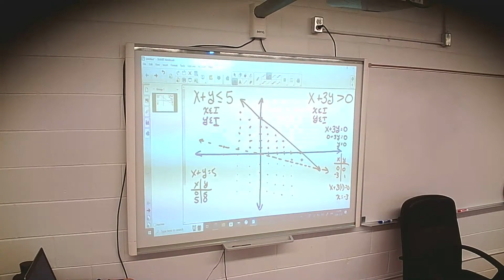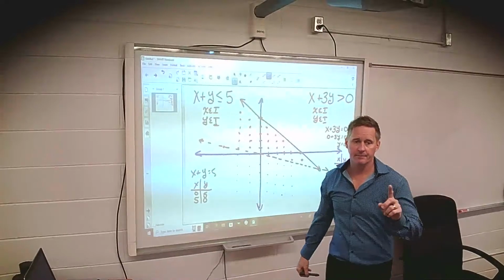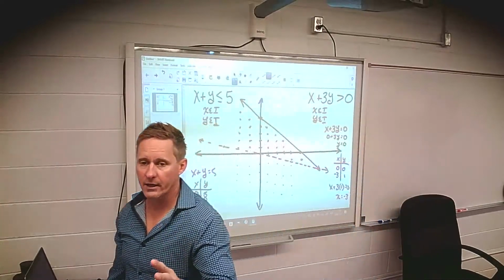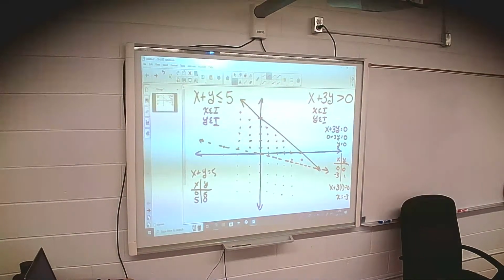If it's integers. Remember, there's three things that it can be: integers, whole numbers, or real numbers. If it's real, you shade it. If it's whole numbers, first quadrant only and dots. If it's integers, all quadrants but dots. Okay?